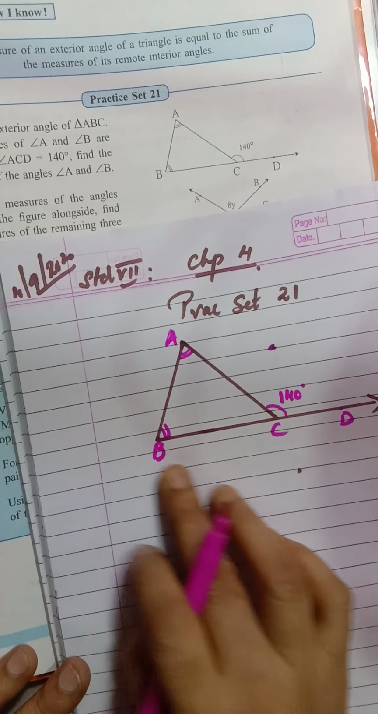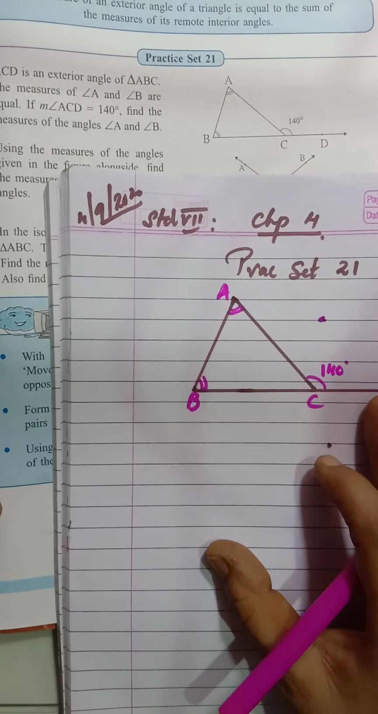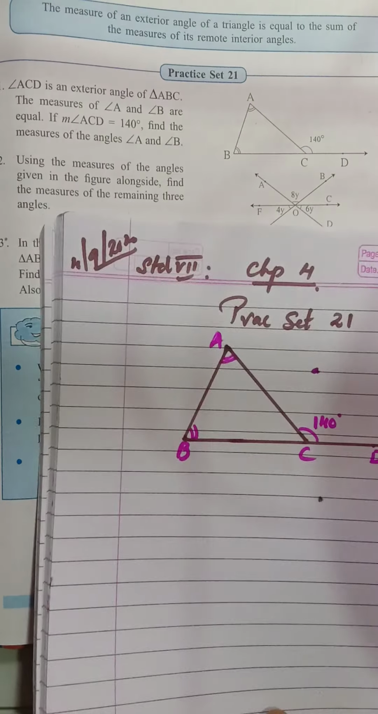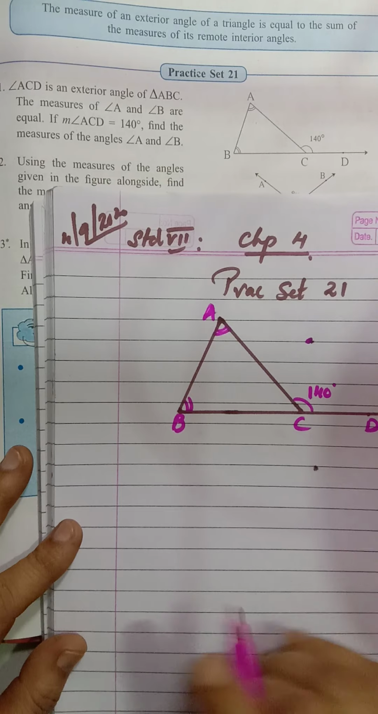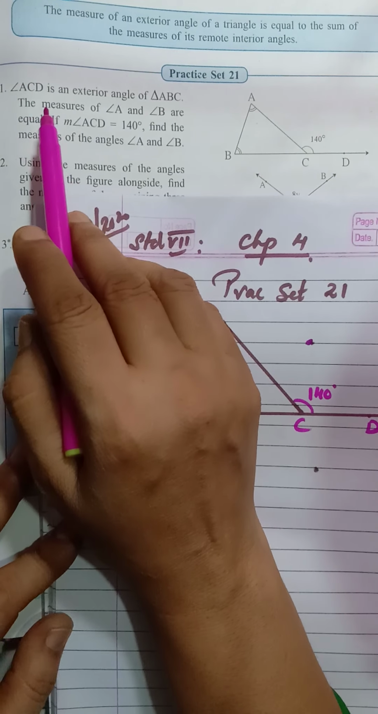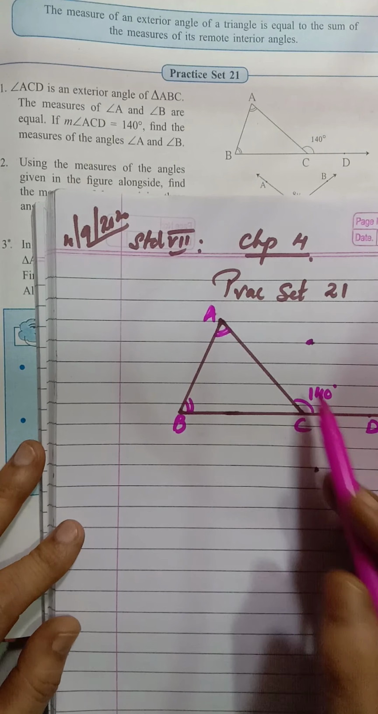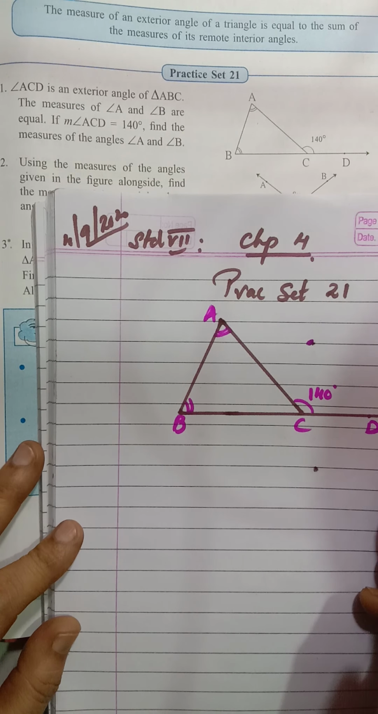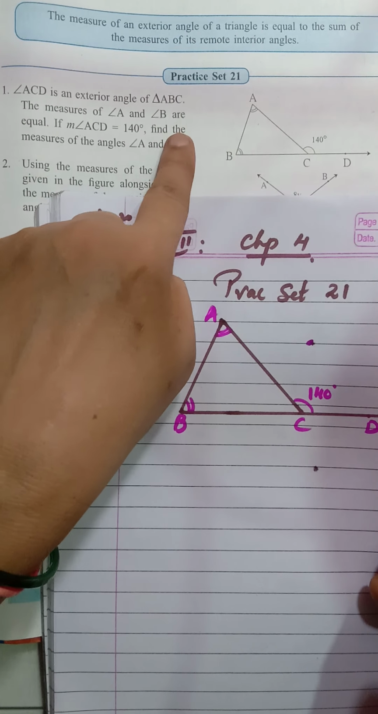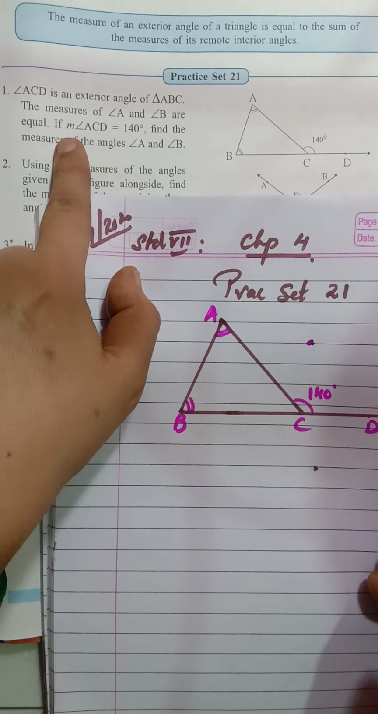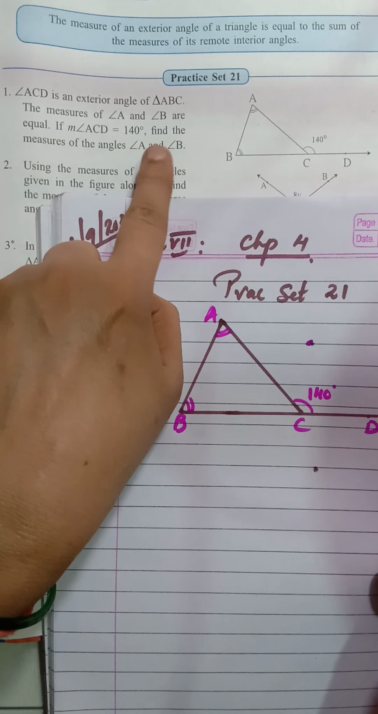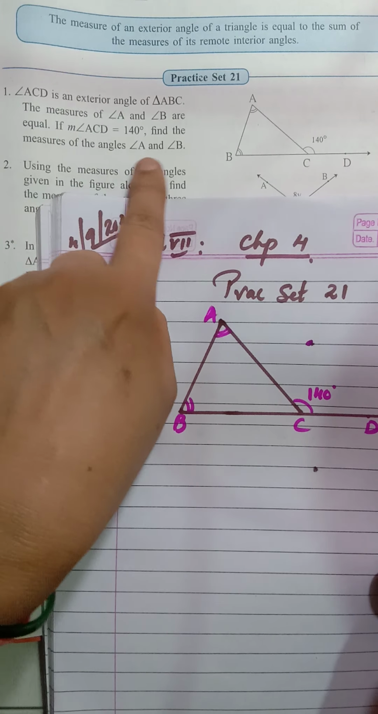Now here is the first question, children. You also open your textbook, maths textbook, page number 33, practice set 21. First question: angle ACD is an exterior angle of triangle ABC. The measures of angle A and angle B are equal. If measure of angle ACD is equal to 140 degrees, find the measures of angles A and B.